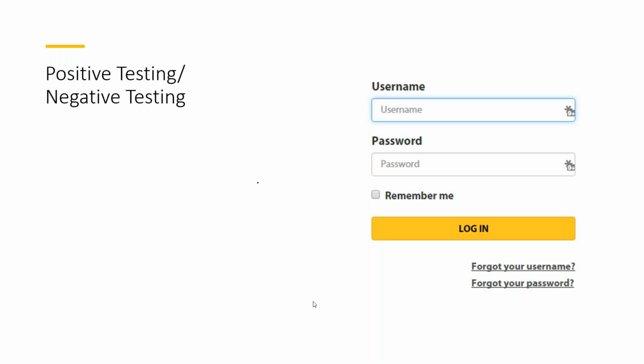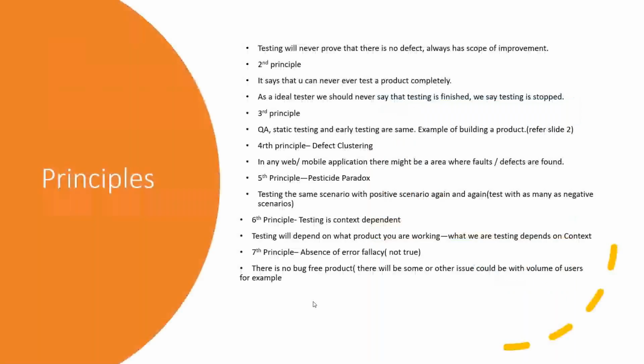If there is a large load and you did not test it properly and you gave it to live, then there might be an absence of error fallacy. Fallacy is something which is not true. So you did not check that; you only checked for 50 users, but they are using 150 users, so there might be some issue.